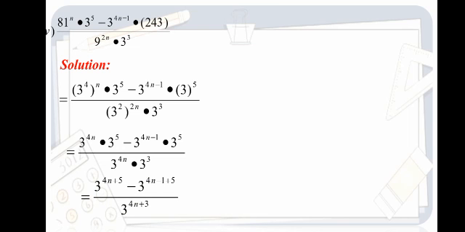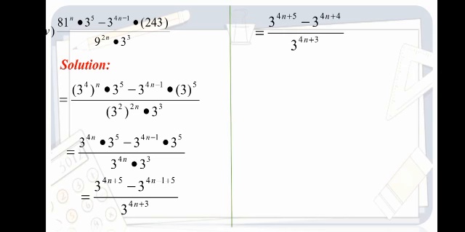3 raised to power 4n plus 5, because base is same, minus 3 raised to power 4n minus 1 plus 5, because the base is same, and in the denominator again the base is same, so the powers will be added. 3 raised to power 4n plus 3. Now in the next step, the equation will become 3 raised to power 4n plus 5 as it is. Now 4n minus 1 plus 5 will become 4n plus 4. So 3 raised to power 4n plus 4 over 3 raised to power 4n plus 3.